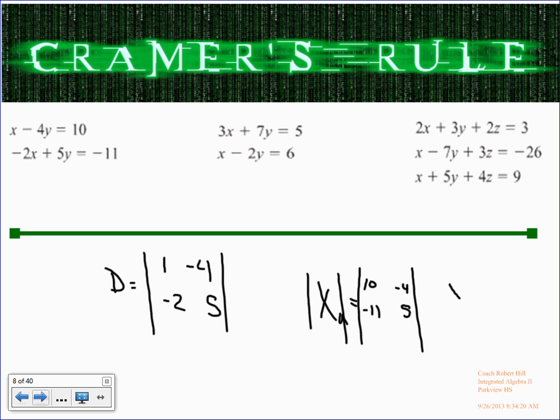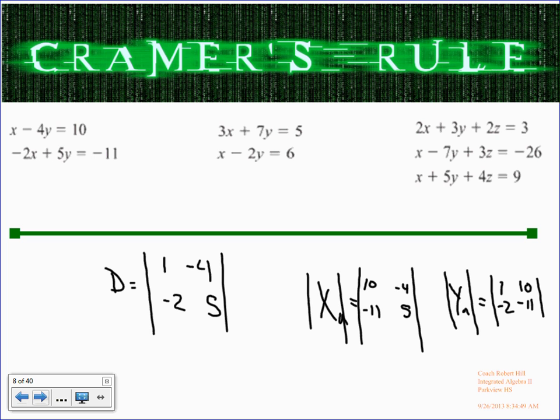Y sub n. Again, I take 10, negative 11, and I put it in what's considered the Y column. And what goes in the X column? 1 and negative 2. All right, that's Cramer's rule. That's what I asked you to do on that table right there, is you set up your three matrices.